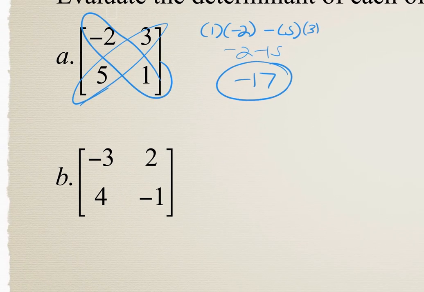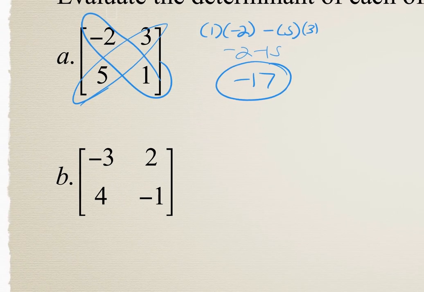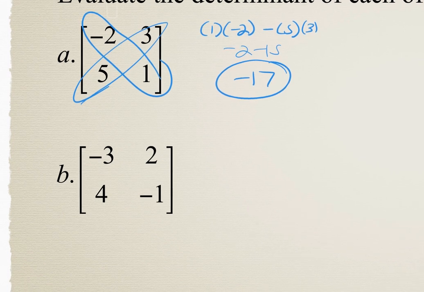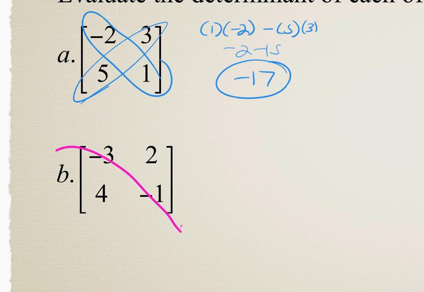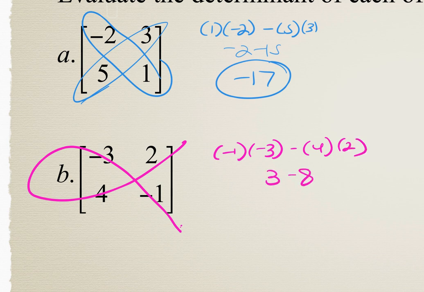I couldn't flip them. How do you stop yourself from flipping them? Draw a fish. I drew the fish. You have to start from here. Start from the bottom. Do it again. So -1 times -3 minus 4 times 2. 3 minus 8, whatever animal you want to call it, as long as you remember what to do. -5. -5, good.